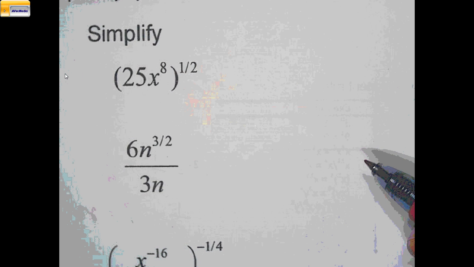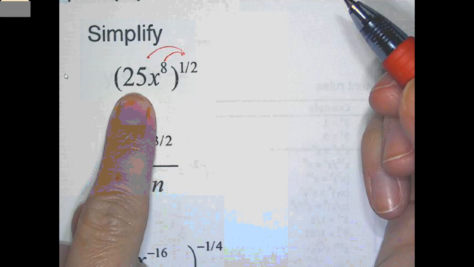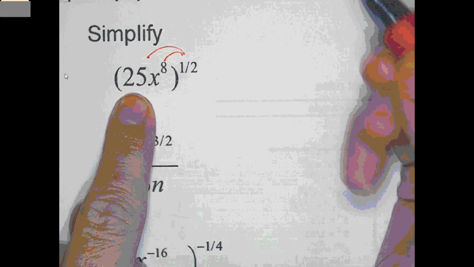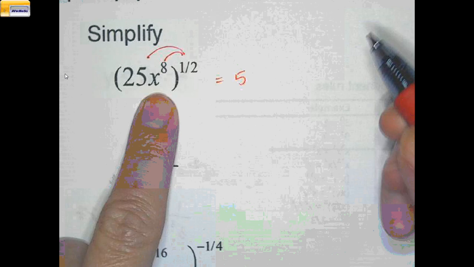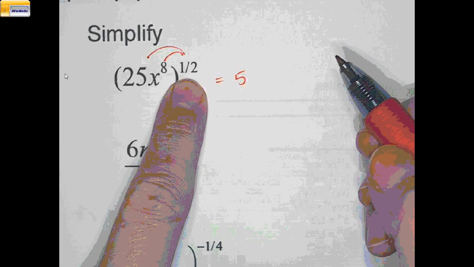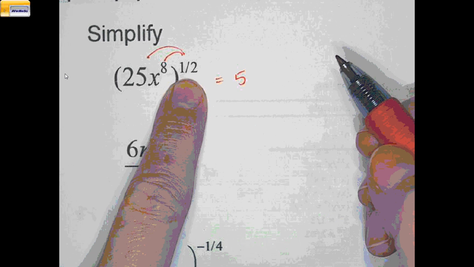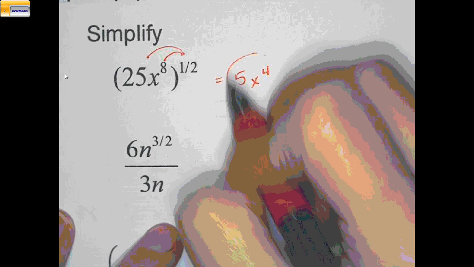They want you to simplify. We're not going to do all of them. Now remember, we're multiplying now, so this 1/2 affects both of these guys. 25 to the 1/2, what does that mean? The square root. What's the square root of 25? 5. And we've got x to the 8th power raised to the 1/2. That was where you multiply. What's 8 times 1/2? So it's x to the 4th, and that's your answer.